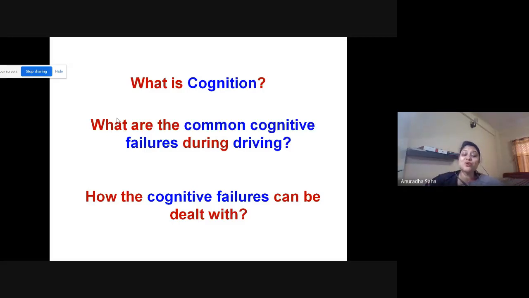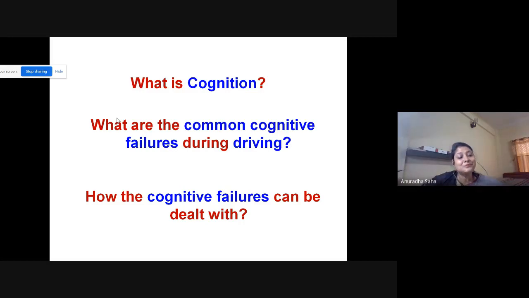Whenever we are talking about cognition, cognition is nothing but a kind of feeling which makes a person aware, using some kind of thoughts, using his senses, using inputs from the background or the environment. So a person must be aware of what is happening around him. This is what cognition is all about.